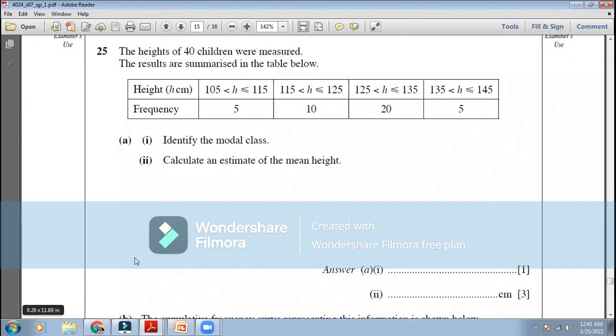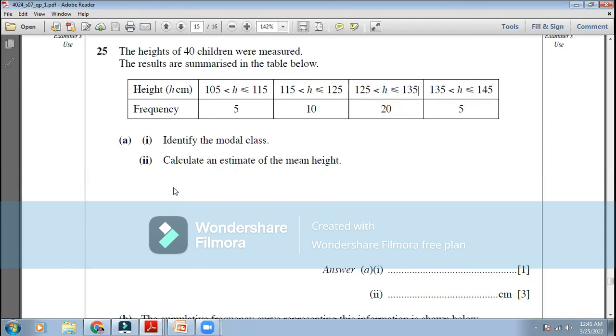The heights of 40 children were measured. The results are summarized in the table below. Identify the modal class. The modal class is that class whose frequency is highest. So the highest frequency here is 20, so this is your modal class. Right here, the modal class will be 120 < h ≤ 135.